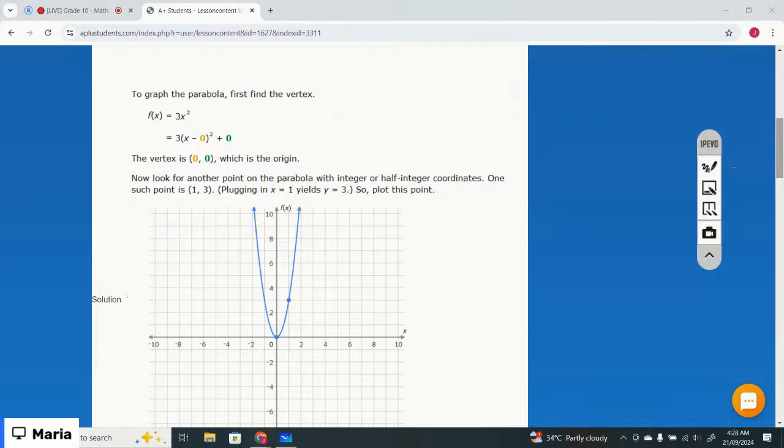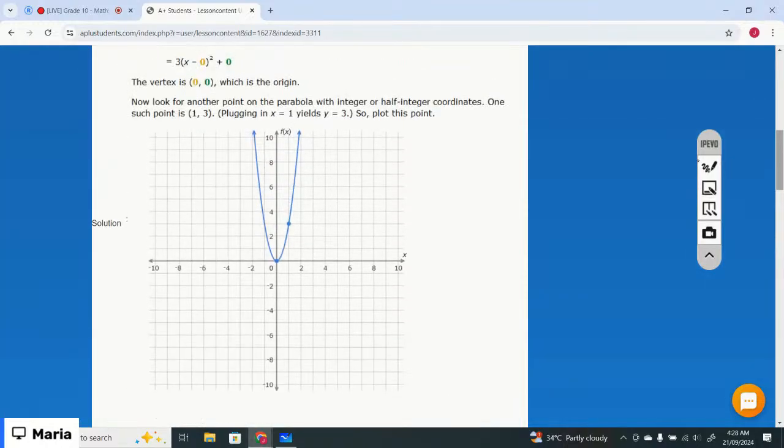So just use these 2 points and plot the parabola. Here they made this parabola using an online tool to make the graph. It uses just 2 points, 0, 0, and 1, 3, and here is the parabola for f equals 3x squared. So whenever you have to plot a parabola in vertex form, you need two things: the vertex and another point.